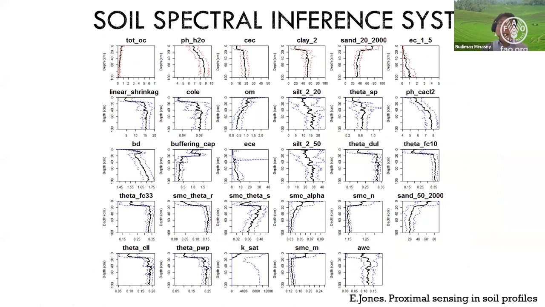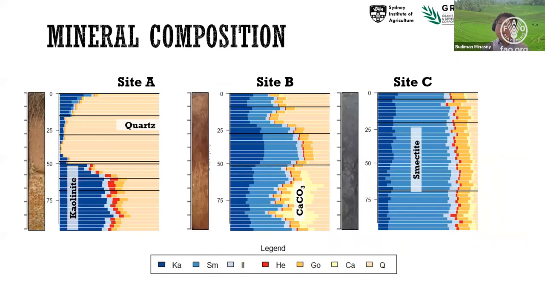But we can go further, not just basic properties, not just texture, not just pH, not just CEC, but what we call a spectral inference system. That means that we have relationships that we know about. If this is the texture, if this is the CEC, then how much we can expect the field capacity would be, and so on. So doing that, we can also estimate the mineral composition, what is the makeup of this soil, because as we showed earlier, the infrared contains information about the mineral composition of the soil.